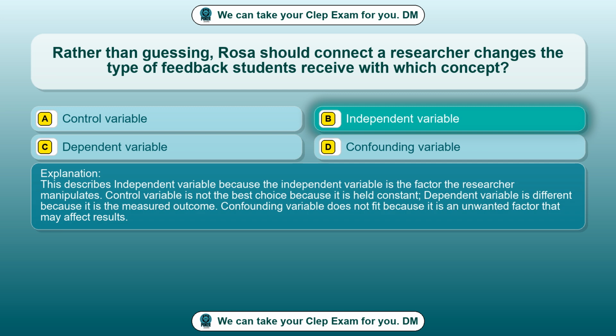This describes independent variable because the independent variable is the factor the researcher manipulates. Control variable is not the best choice because it is held constant. Dependent variable is different because it is the measured outcome. Confounding variable does not fit because it is an unwanted factor that may affect results.